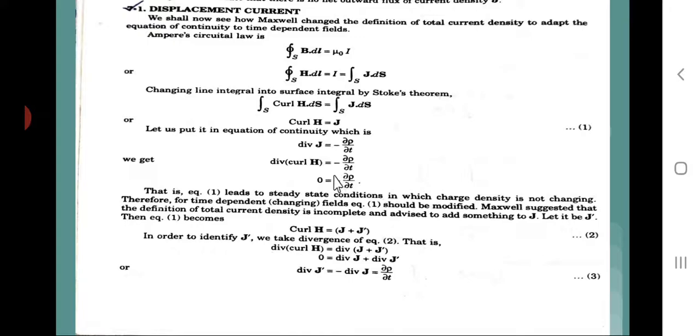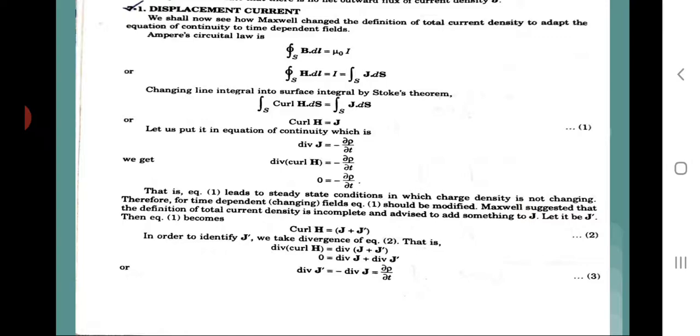Now you know divergence of curl of H is equal to 0. Therefore, this equation becomes 0 is equal to minus dou rho by dou t. That is, equation 1 leads to a steady state condition in which charge density is not changing. Therefore, for time dependent changing fields, equation 1 should be modified.